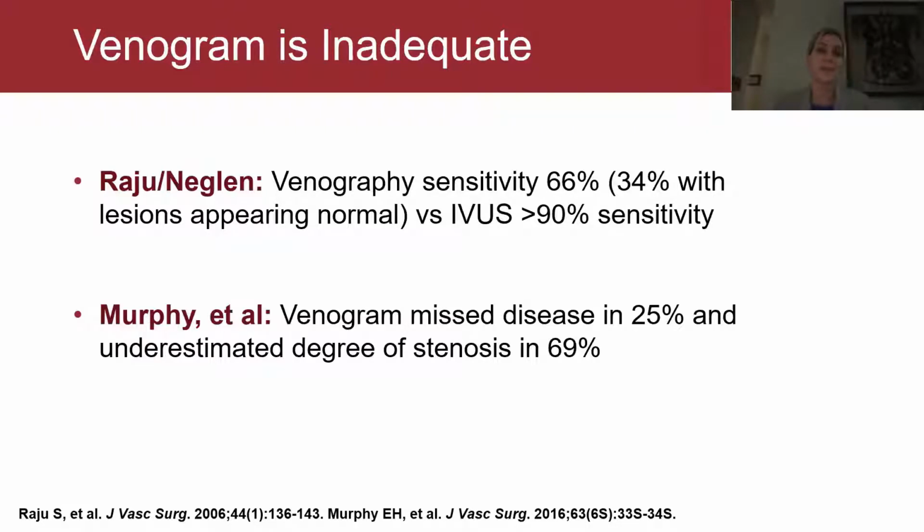Raju and Neglen in 1993, so prior to VIDIO, showed the same thing, venographic sensitivity about 66%. So again, about a third appeared normal despite significant disease, and IVUS had a greater than 90% sensitivity in that paper. In 2016 as well, I released an abstract: venograms in our series missed disease in 25%, and in those where it did catch it, it still underestimated the degree of stenosis in 70%.